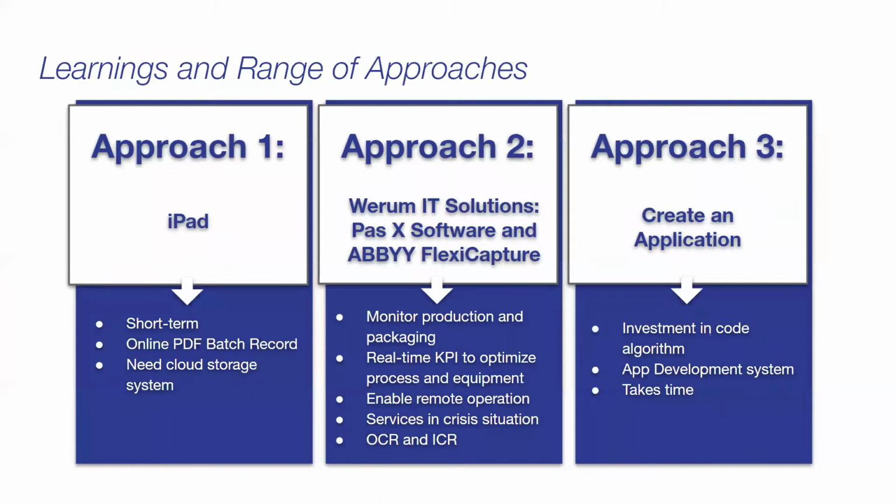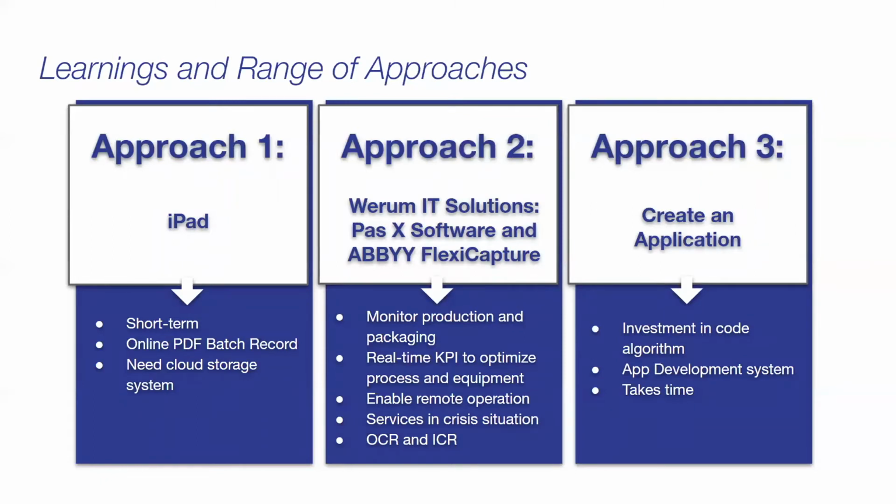Thank you, Jared. To digitize the paper-based batch record, we came up with 3 possible approaches. The first approach is to use an iPad to document the batch record. This is a short-term solution since it wouldn't track the real-time availability of the data. It would be an online PDF platform, so it would need a cloud storage system.